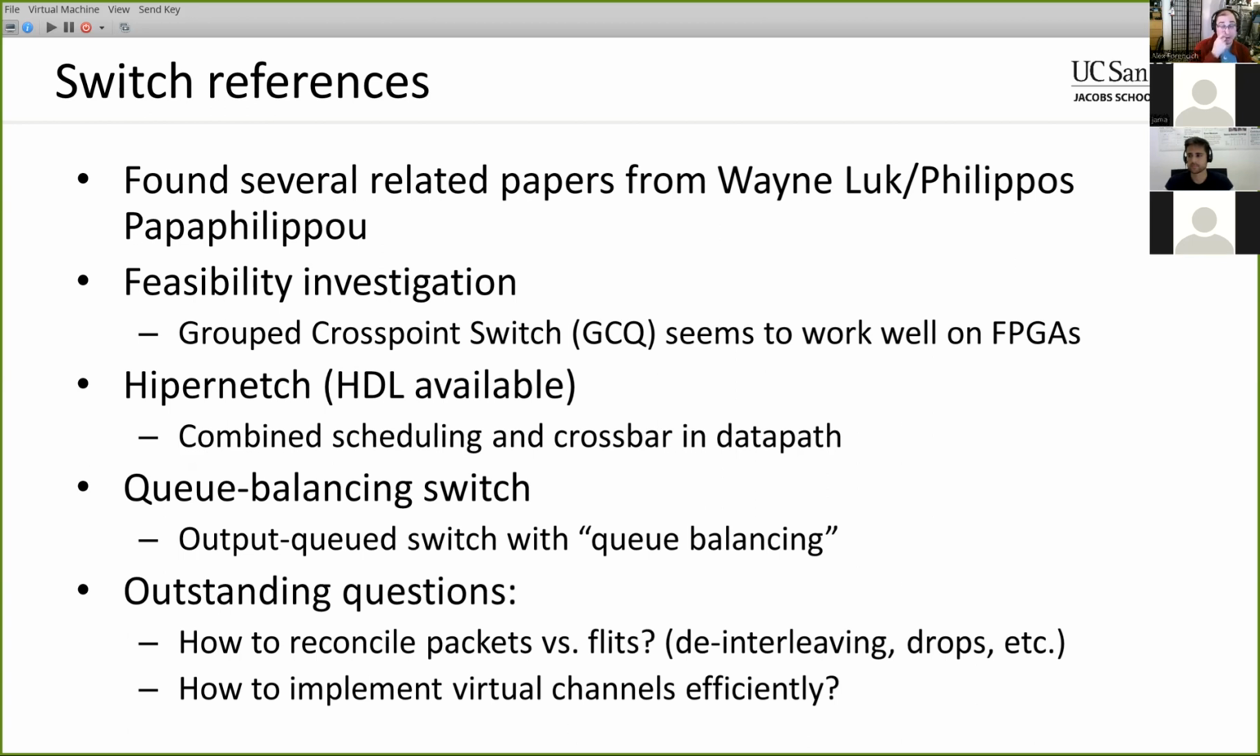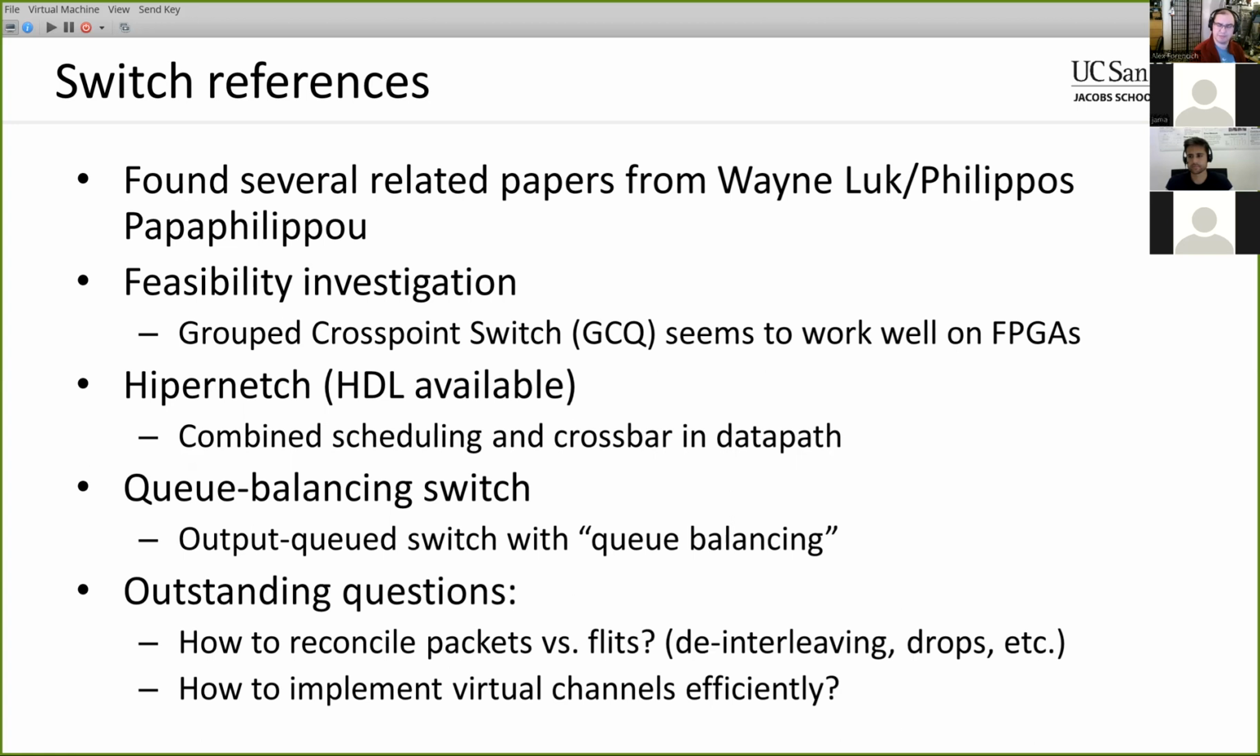Then they had another paper called, I think, HyperNet. Not 100% sure on the pronunciation. They actually have HDL code available for this, and it has an optimized combined scheduling and crossbar in the data path, so it's highly pipelined. It's sort of like a sorting network that is used to push the packets into the appropriate slots for the output. The downside they talked about in the next paper is a relatively high resource utilization, but it seems to get pretty good throughput.